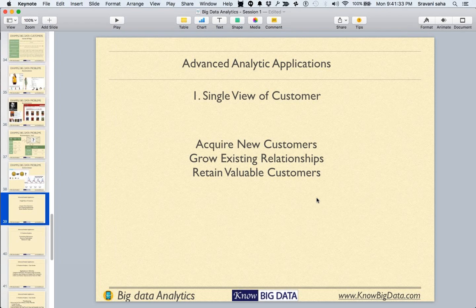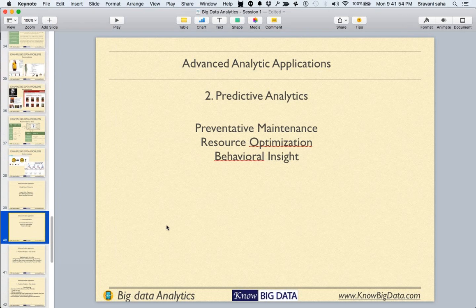There are many kinds of advanced analytics applications. One of the big use cases which organizations are finding is preparing a single view of the customer: how to acquire new customers, grow existing relationships, and retain valuable customers.